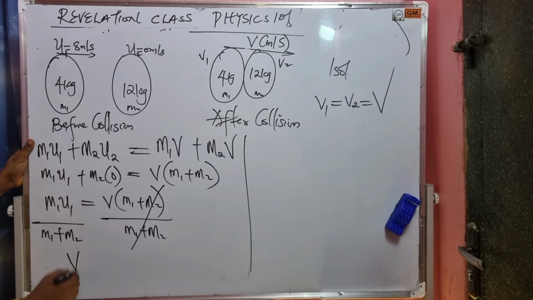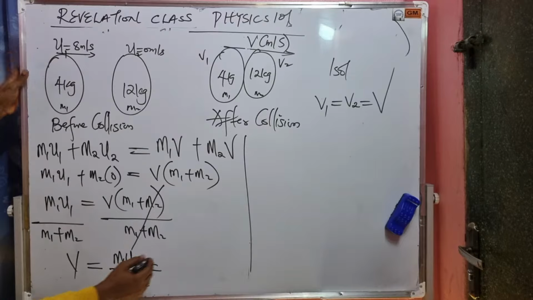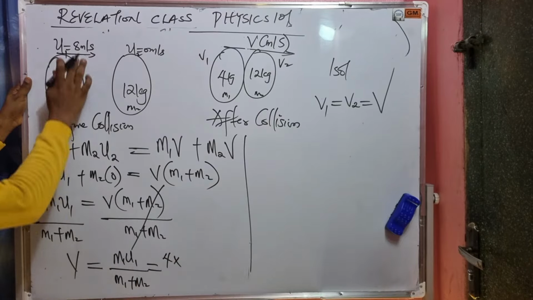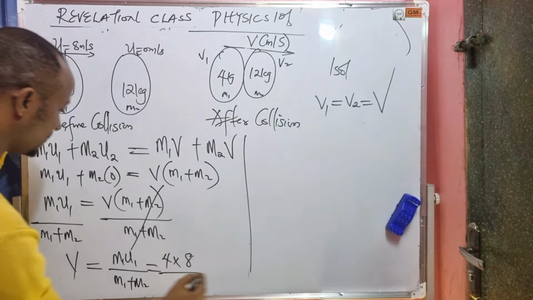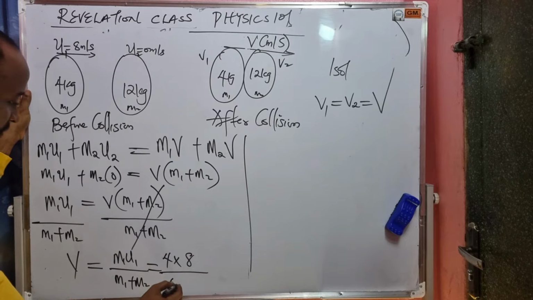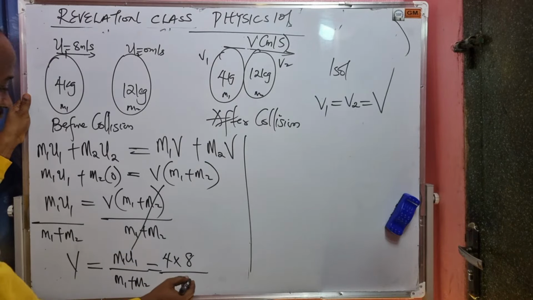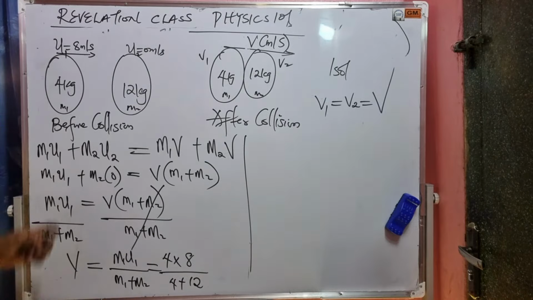Can this go with this? Yes. We are left with V equals M1 U1 divided by M1 plus M2. Now let's put in our values. Our M1 is 4, times our U1, which is 8, divided by M1 plus M2. That will give us 4 plus our M2, which is 12.